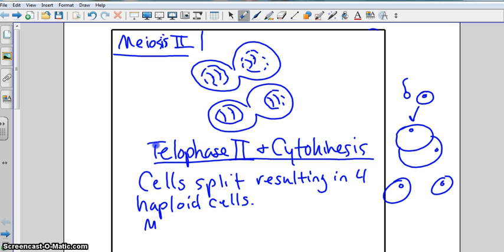If it's male, we would call these cells what? Sperm. If it's female, we will call them eggs. Four haploid daughter cells.